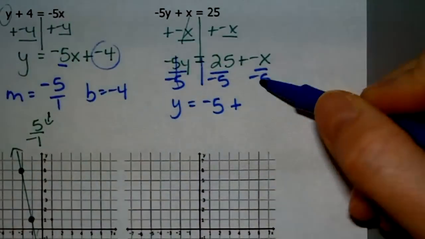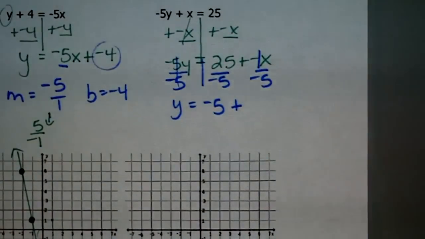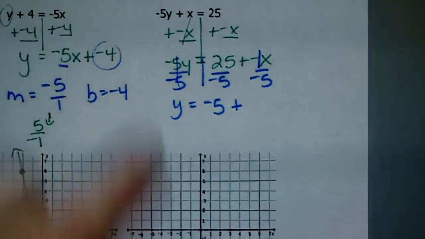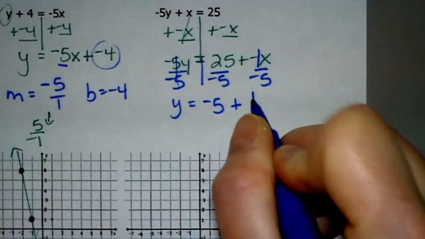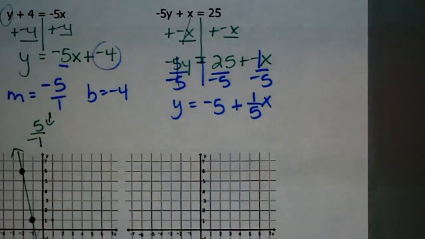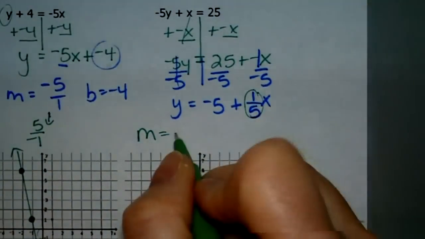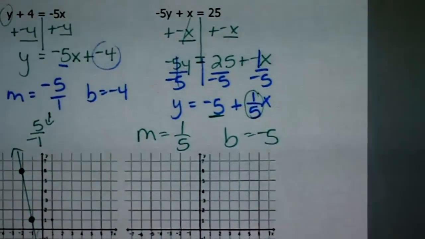I have -x over -5. Remember, this really means -1x over -5. I want my slope to be a fraction, and I see the fraction -1 over -5. There's my fraction. But I don't leave it as a negative over a negative, because in simplest form, a negative divided by a negative is a positive. So I'm going to write 1/5, and that's being multiplied by x. A little bit tougher, but not impossible. So my slope given by this one, the coefficient of x, is 1/5. The b, the number by itself, is -5.